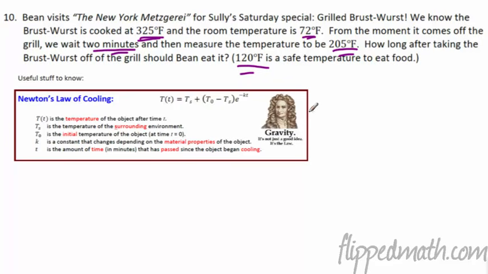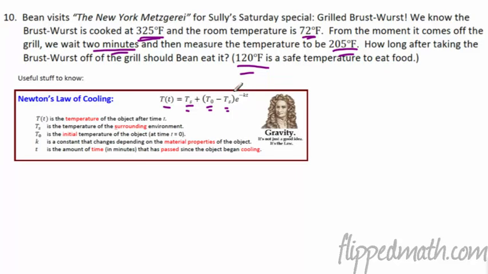How long after taking the Brustwurst off the grill should Bean eat it, assuming that 120 degrees is safe? All right, so here's what we need to do. We need to look at Newton's law of cooling, which tells us the temperature at time t, and that is defined by the temperature of the surrounding environment, an initial temperature, which is the temperature of the object when it comes off the grill in this case, and you subtract the temperature of the surrounding environment.